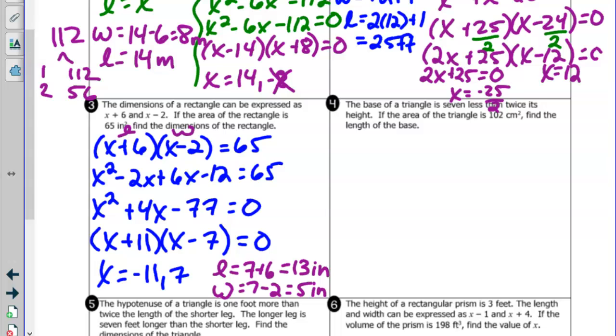So negative 11 would give us a negative dimension, which we can't have when we're measuring. All right, how's that all feel? Good.